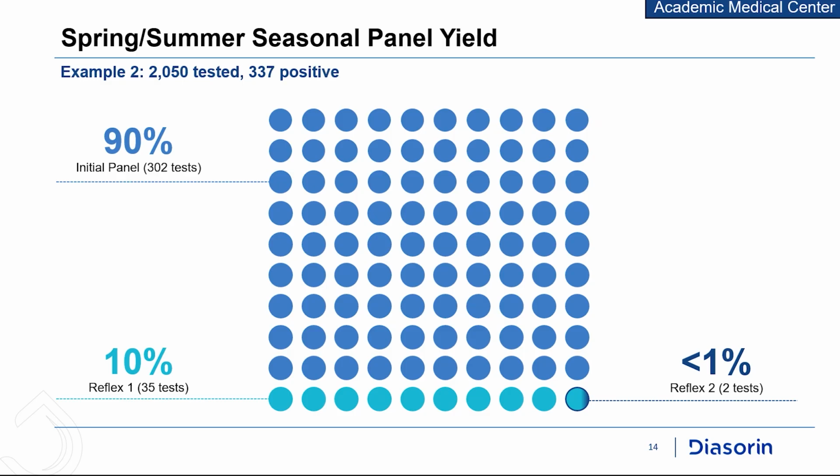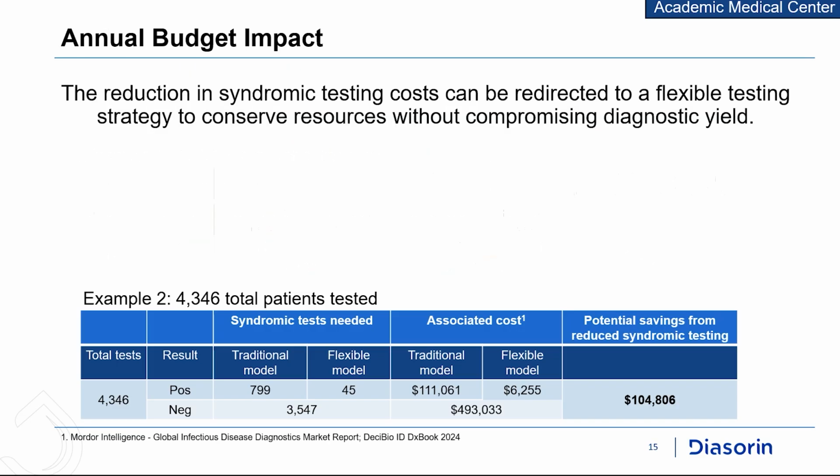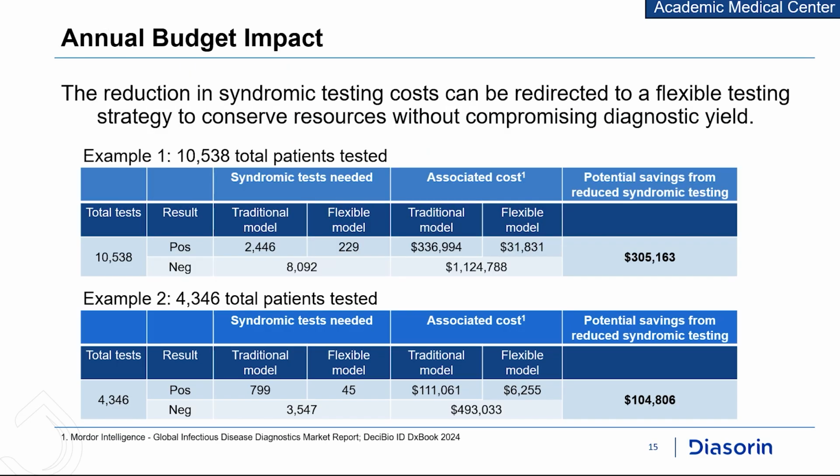These are two examples of how flex panels can allow labs to run smaller, more relevant panels and reflex only when needed to preserve diagnostic yield while reducing unnecessary testing. So what is the budget impact of this? By reducing their traditional syndromic panel use, our first academic center example could have saved over $300,000 annually, and the other could have saved more than $100,000. These savings could be reinvested into more efficient testing platforms, staffing, or other lab priorities.